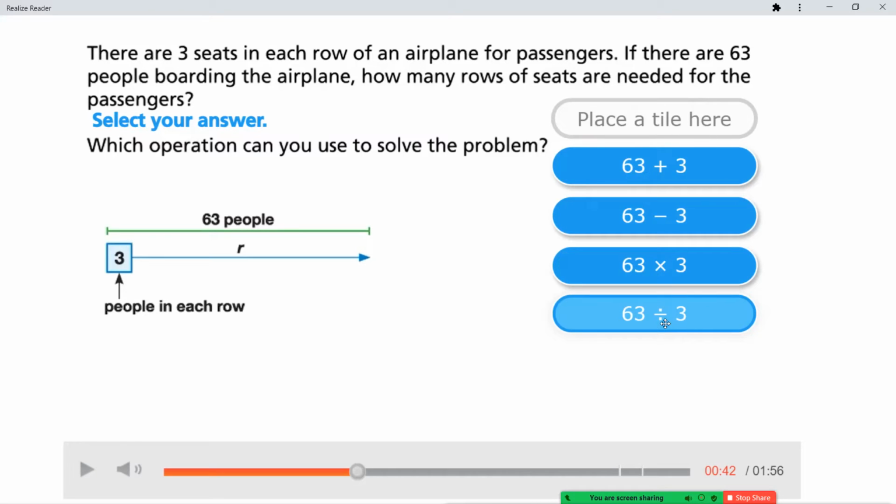So for this part, if we need to figure out how many groups of 3 there are in 63, we're going to take 63 and we need to divide it equally into groups of 3 to figure out how many groups we have left.